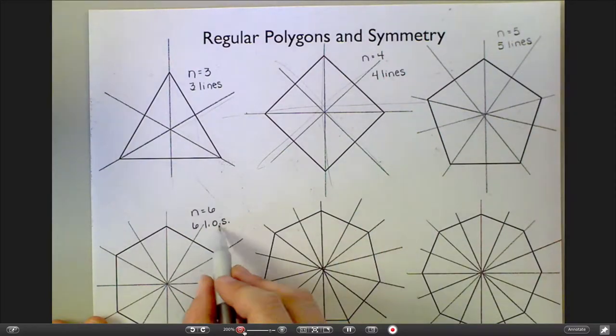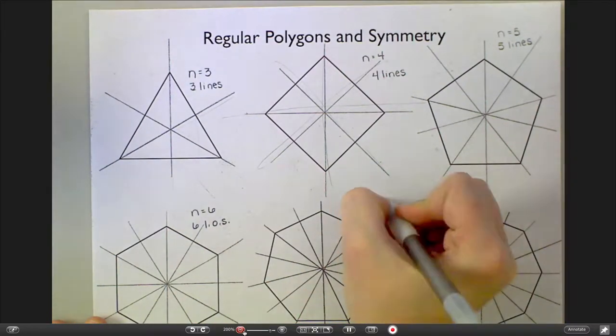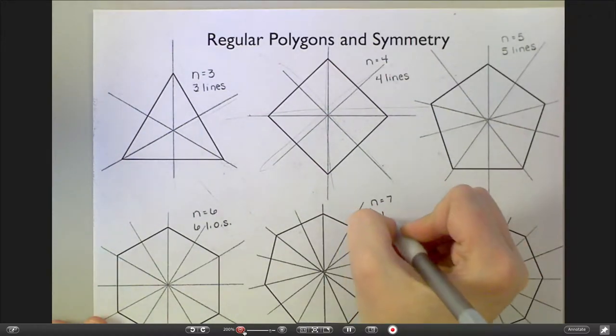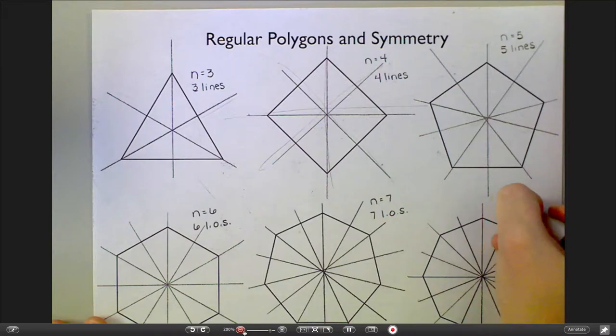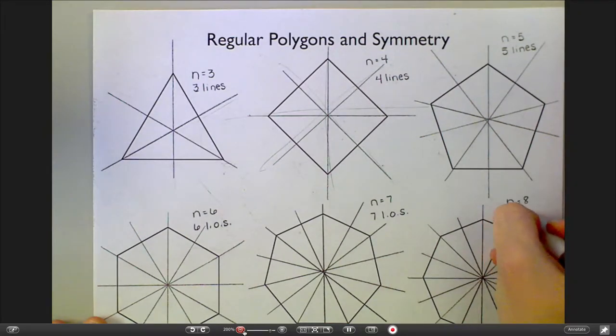Okay, that's lines of symmetry. Here, n equals 7. So there are 7 lines of symmetry. And n equals 8 here. So there are 8 lines of symmetry.